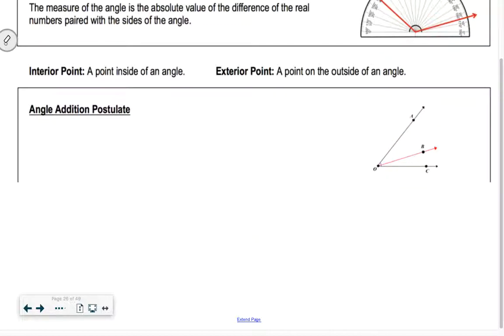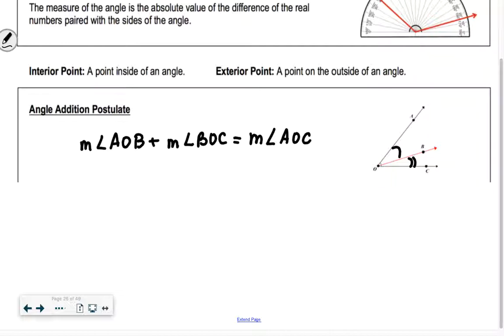So when I write this out, I'm going to say the measure of angle AOB added to the measure of angle BOC, so the medium one plus the small one, equals the measure of angle AOC, the biggest angle.